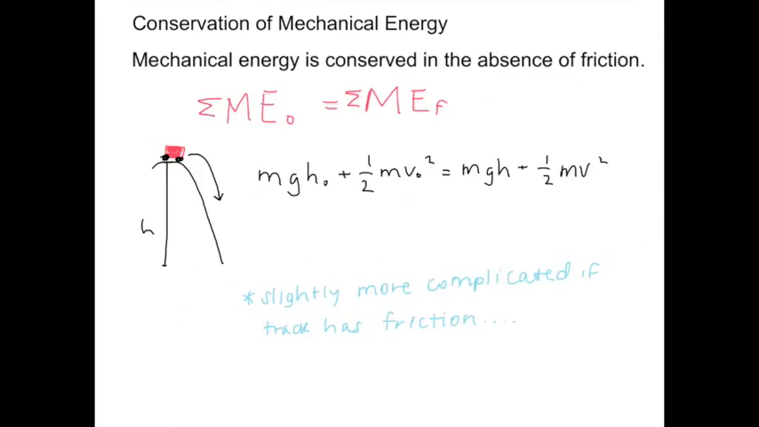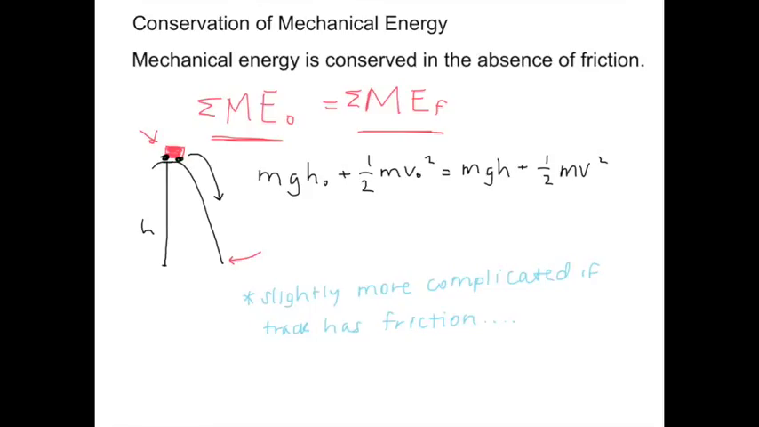So now let's look at the conservation of mechanical energy. In the absence of friction, mechanical energy is conserved. So in other words, the sum of the initial mechanical energy is equal to the quantity of the final mechanical energy over time. We'll take this situation with a roller coaster at the top of a ramp. It starts from rest at a very high height, and then as it falls towards the ground, reaching a level of 0, it has a greater speed.